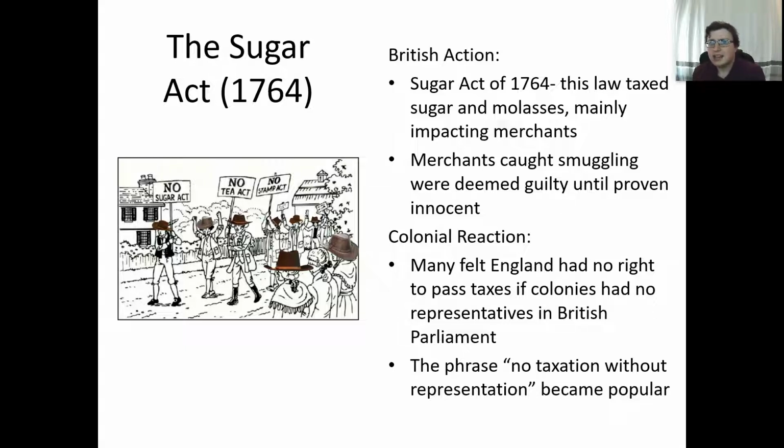The colonists would react in several ways to this, but many of them would be upset that this was a tax that would be levied against the American colonies, even though we had no representation in the British Parliament. This will lead to the concept of no taxation without representation becoming a popular phrase in the American colonies.